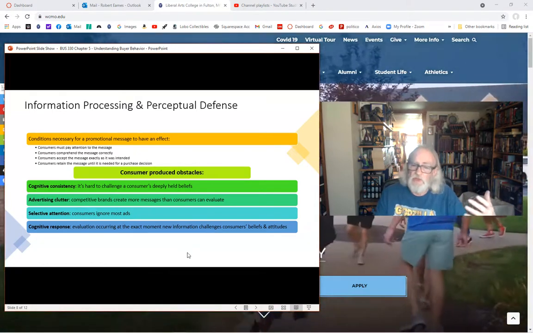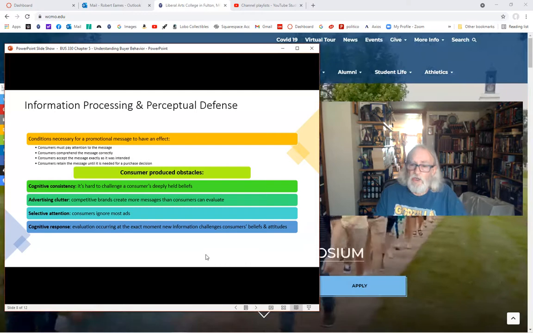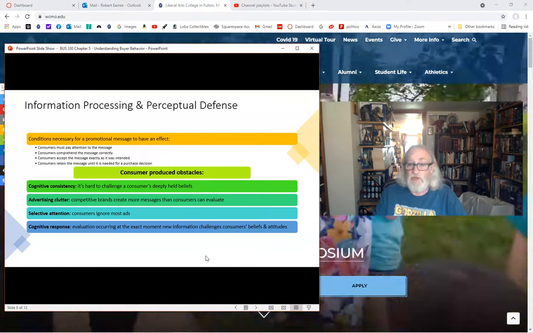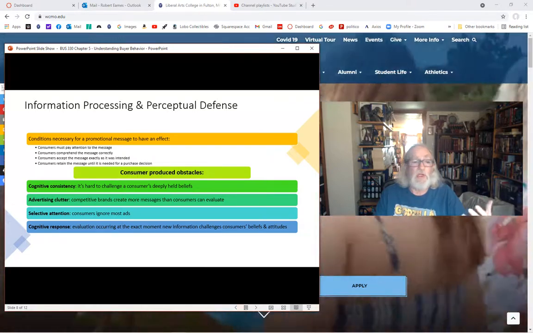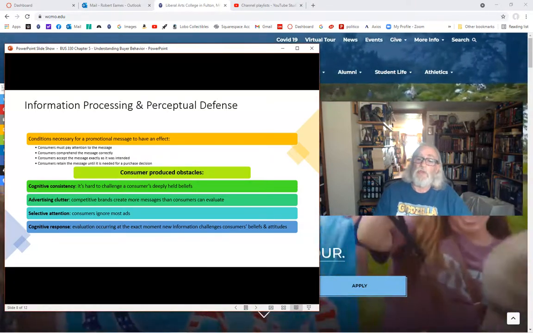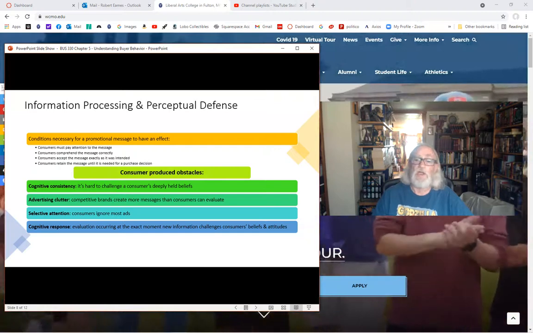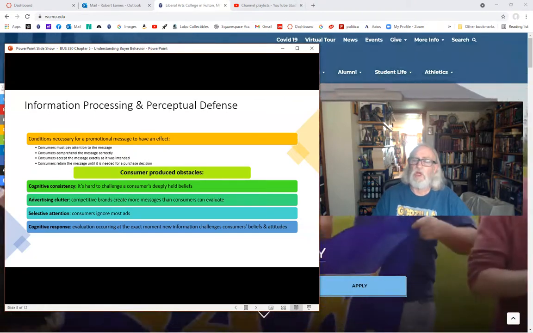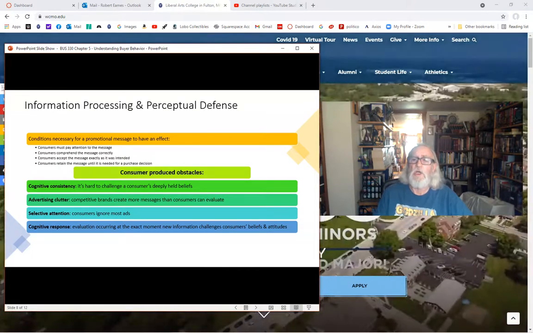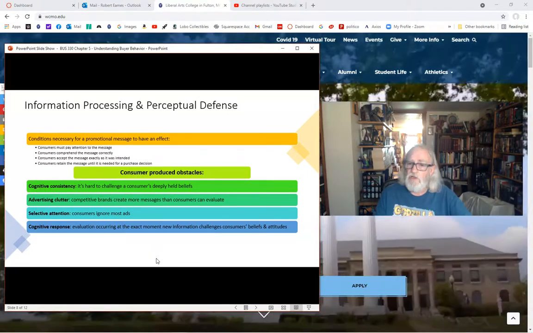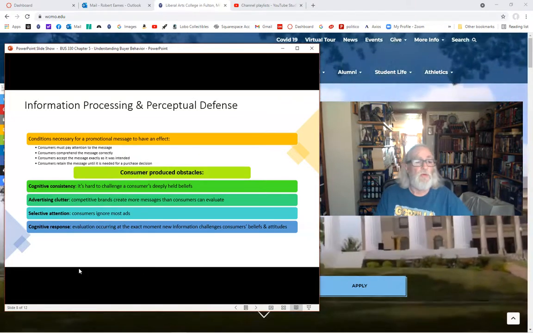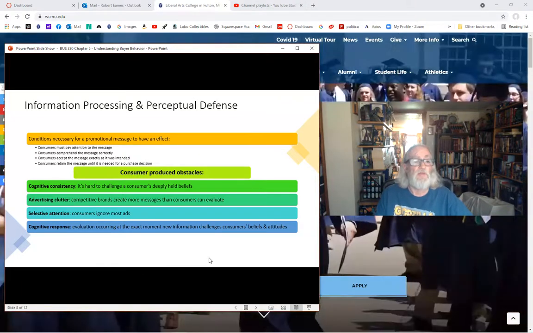And then, of course, there's the advertising clutter. Competitive brands and more brands every single day mean there are more messages that are competing to get your attention. So of course we use our selective attention and our selective perception, and we ignore most ads. Certainly we do as individuals, but some of them hit us in the right place emotionally or functionally or socially, and we respond and we make a cognitive response.